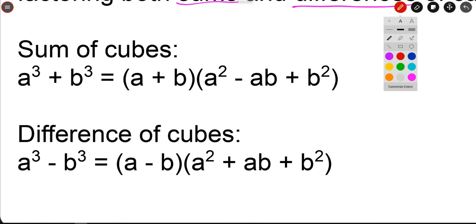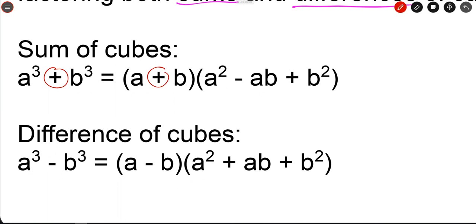The only differences we really have is if we look at the signs. If I'm doing a sum of cubes, I have the same sign here, then I have the opposite sign, and then I've got a positive sign. If I'm looking at the difference of cubes, I'm starting with a subtraction sign or minus sign. I have the same sign there, a minus. I've got the opposite sign, a plus, and then I have a positive sign.